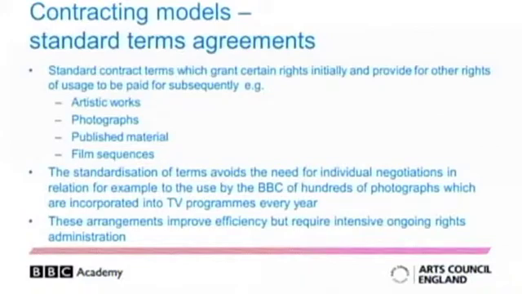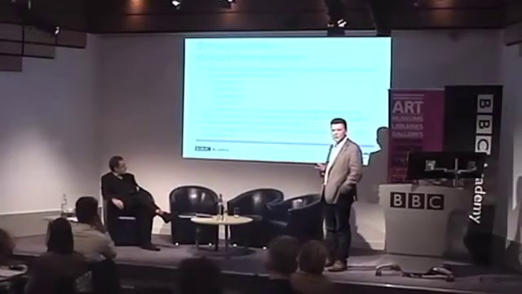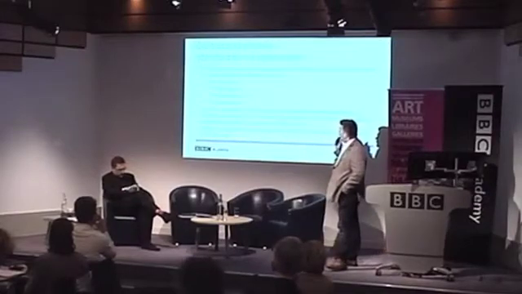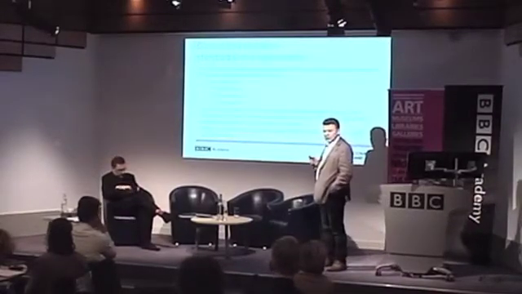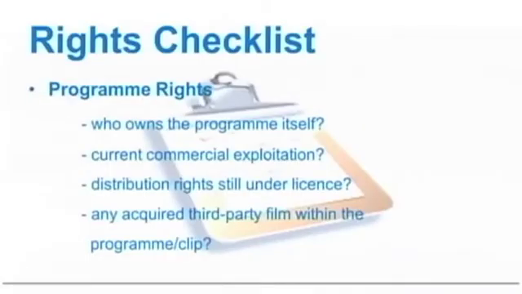And lastly, standard terms agreements where possible. So we have in place standard terms agreements for artistic works, photographs, and published material with the Publishers Association and Society of Authors, for example, and also film sequences. We have our own license agreement, which we try to put in place. It does avoid the need for individual negotiations. However, it does mean a lot of administration because we can't retrospectively apply that all the time. So, as I said, with the archive issues, that's more work for us. So those are the 4 up front for new works.